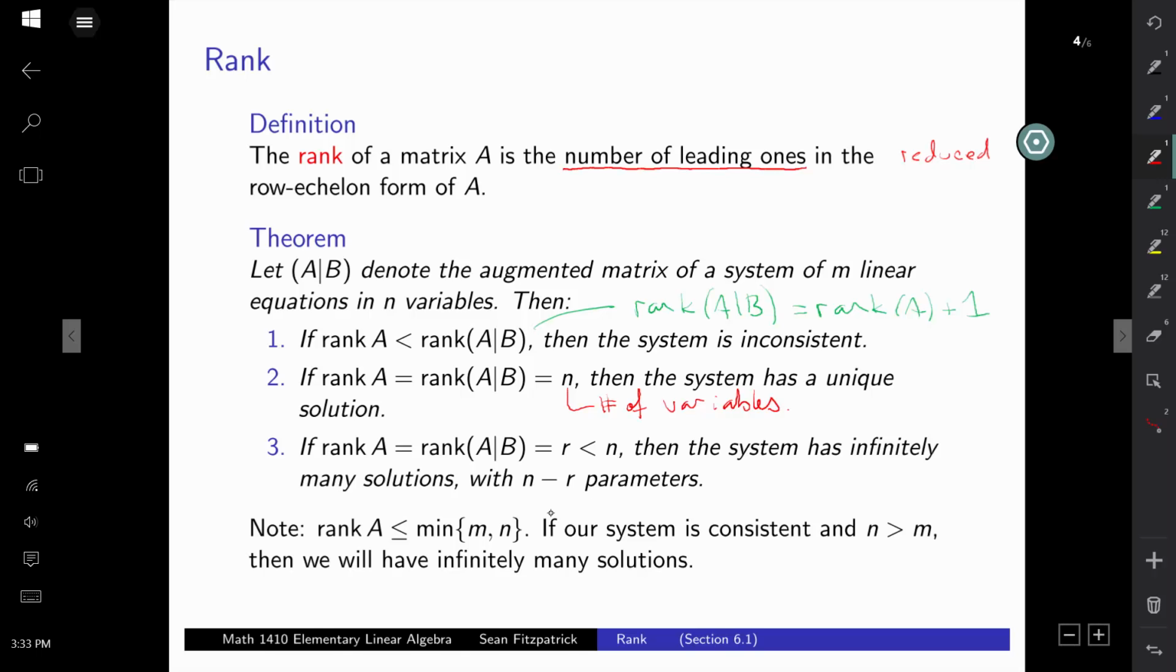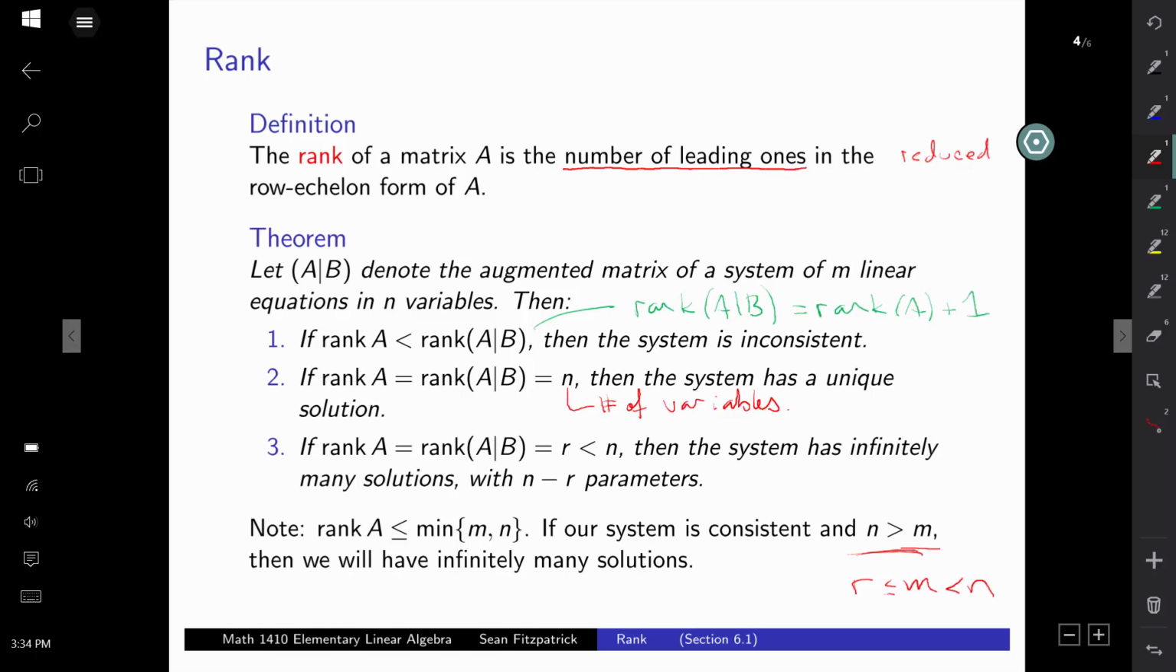And so if I want to know what's the largest possible value I could have for the rank, I look at the number of rows, I look at the number of columns. Whichever of those two is smaller, that's the largest possible value for the rank. One of the things that tells us is that if we have more variables than equations, if n is greater than m, then we know that the rank has to be less than or equal to m, which is strictly less than n.